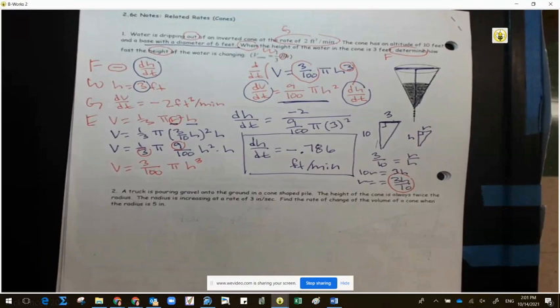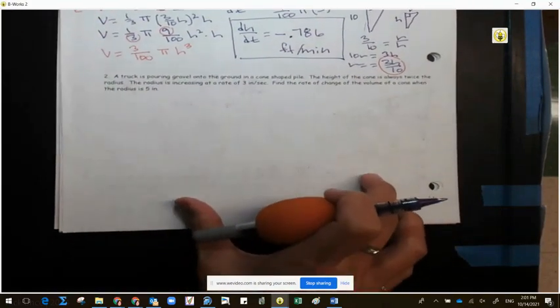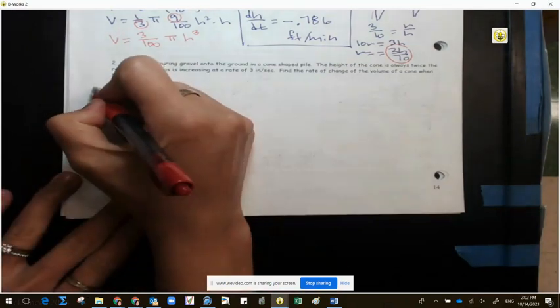All right, let's go to our last one, number 2. Mason, let's read. A truck is pouring gravel onto the ground in a cone-shaped pile. The height of the cone is always twice the radius. The radius is increasing at a rate of 3 inches a second. Find the rate of change of the volume of a cone when the radius is 5 inches. So let's write out our givens.